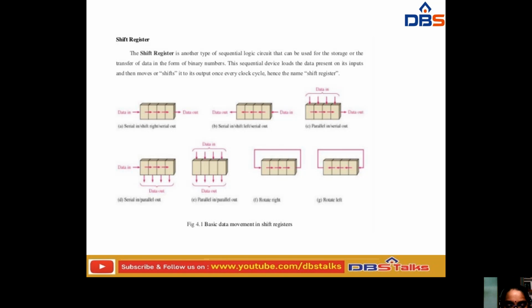So these are the basic data movements in the shift registers. First one is serial in, shift right, serial out. Second one is serial in, shift left, serial out. Next one is serial in, parallel out. Next one is parallel in, parallel out. This is rotate right and this is rotate left. These are the basic data movements in the shift registers.